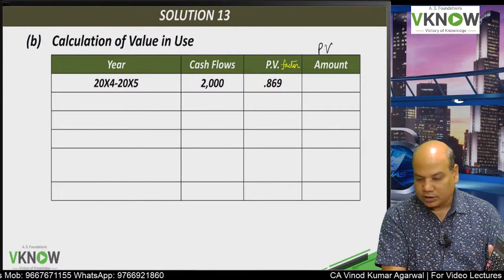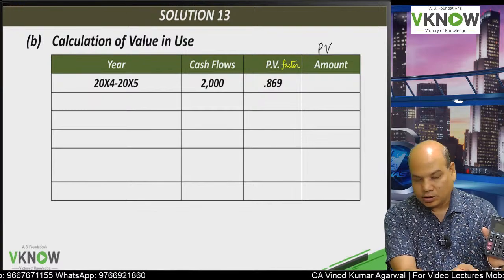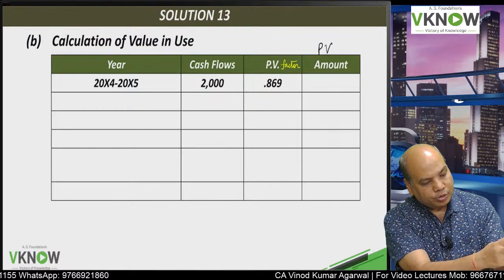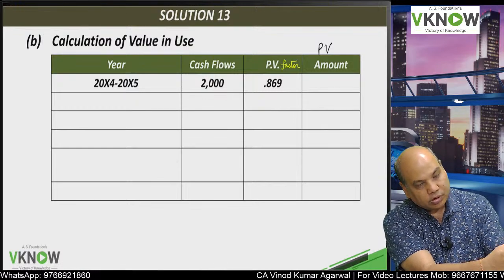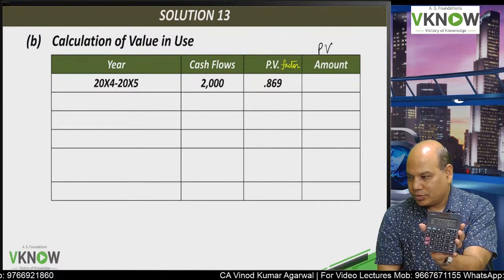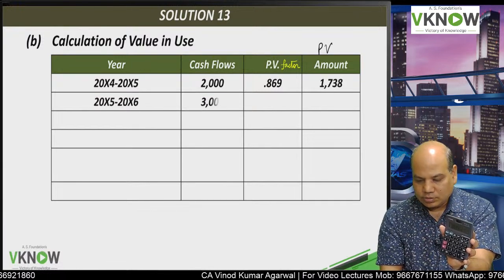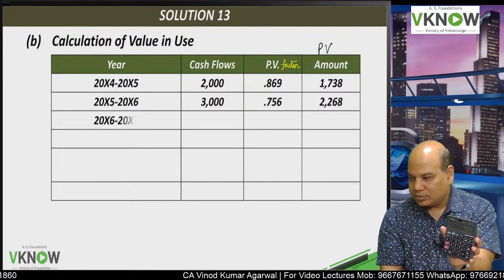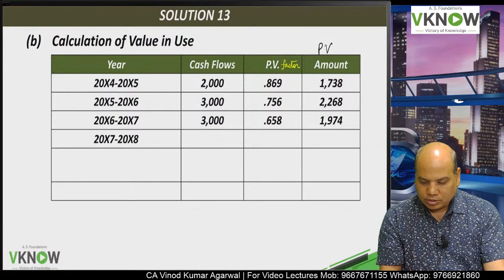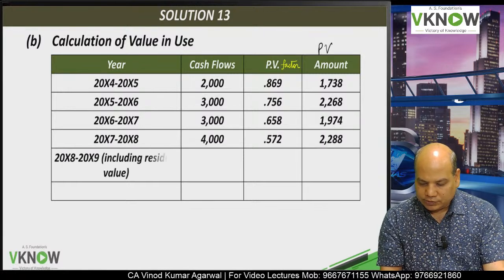How do you get the factor? I will explain again. This is your 1 divided by 1.15 and press equal to. So you will get the factor. Press equal to again, you will get the next factor. Press equal to again, you will get the next factor. Press equal to again, you will get the next factor.